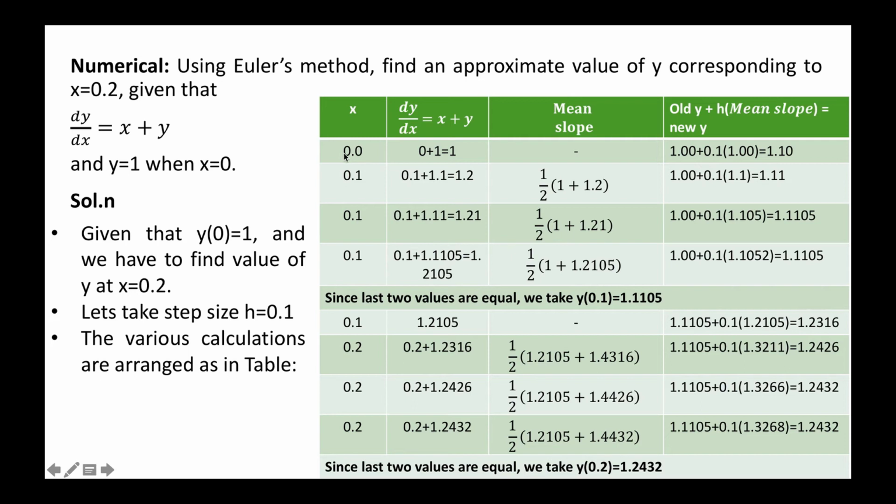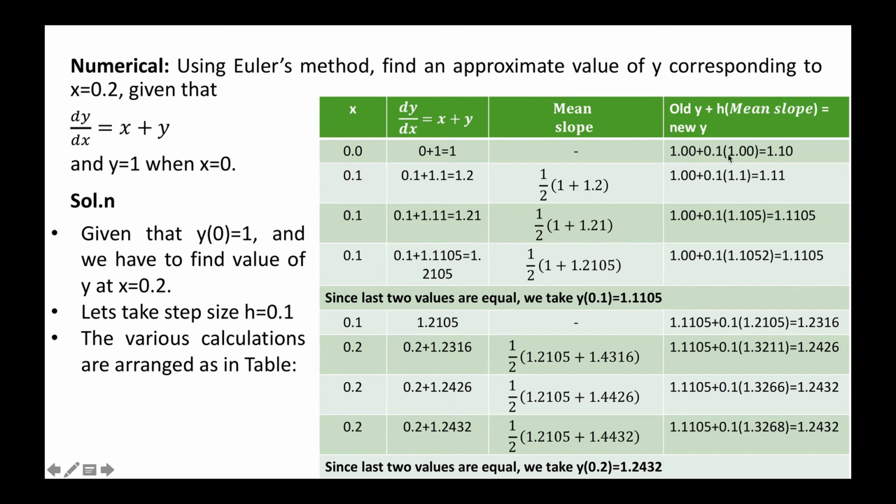So value of x, initial value is 0, function is x plus y, which is dy by dx. So it is given at x is equal to 0, y is 1. So x plus y comes out to be 1. Now mean slope, since this is the first step, we are using Euler method. There is no slope, so we are calculating new value of y from Euler method. 1 plus 0.1 into 1, mean slope, since there is no slope, it will remain as dy by dx. So it comes out to be 1.1.